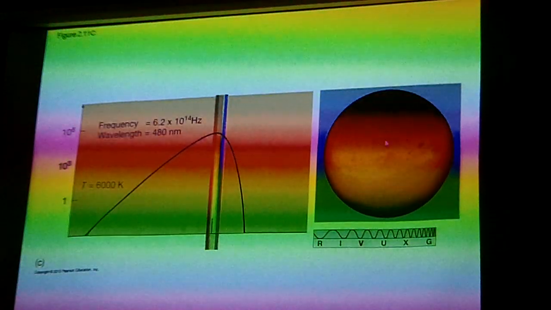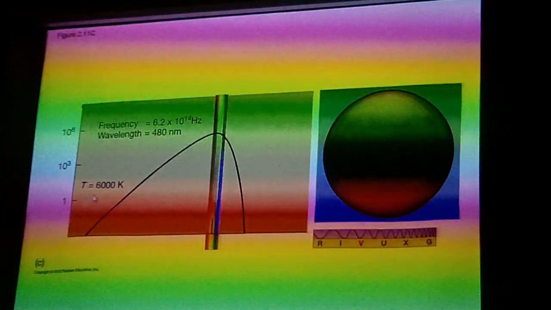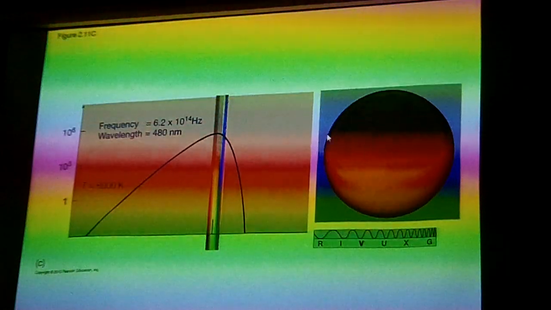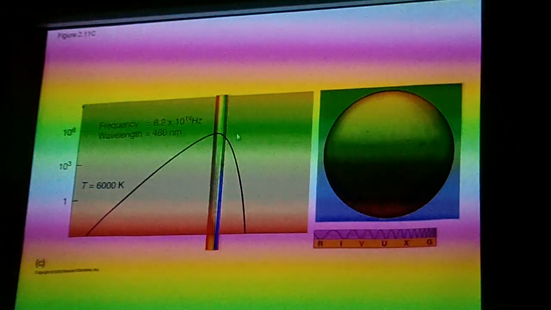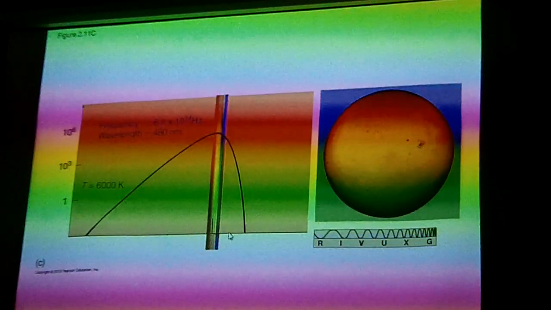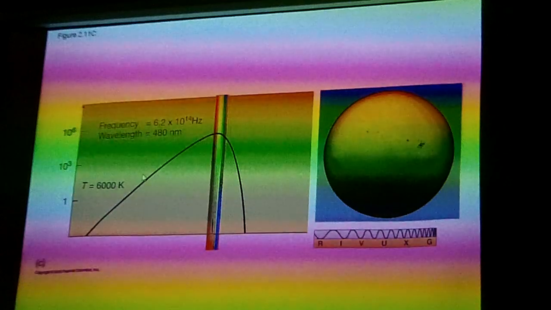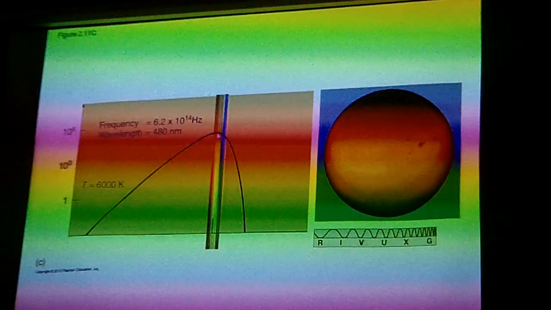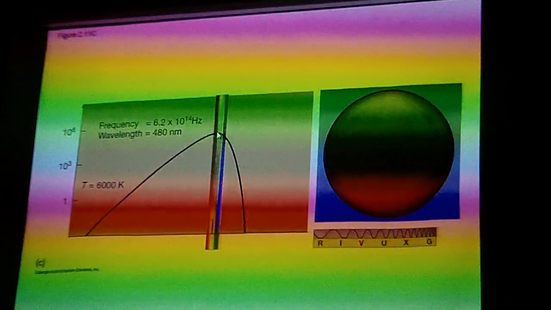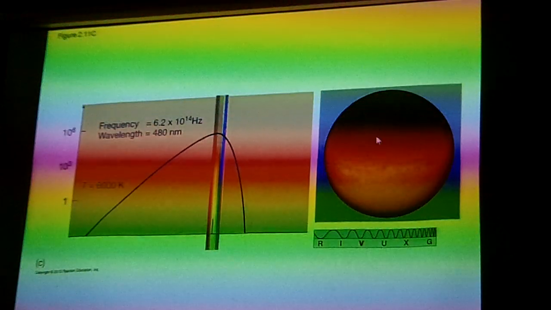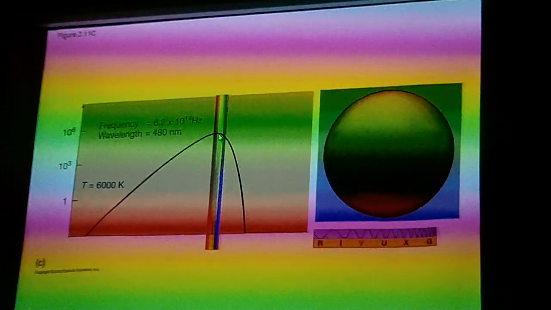That's our sun. And our sun is at 6,000 Kelvin on the surface. And you can see this big hump. I said 8,000 earlier. I guess it's 6,000. I misspoke. Anyway, you can see it peaks here right about in the orange or yellow. Red, orange, and yellow. So our sun appears yellowish.